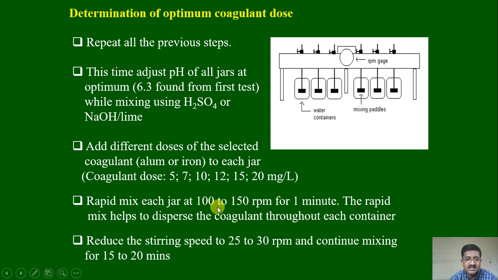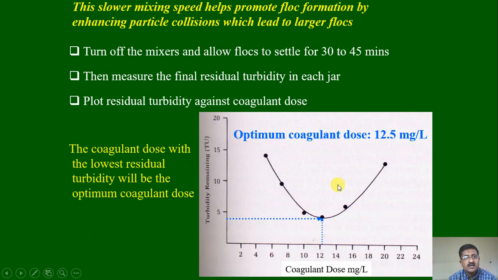Rapid mix each jar at 100 or 150 rpm for 1 minute. The rapid mix helps dissolve the coagulant throughout each container. Reduce the stirring speed to 25 to 30 rpm and continue mixing for 15 to 20 minutes. This slowed-down mixing speed helps to promote floc formation by enhancing particle collision, which leads to making larger flocs.